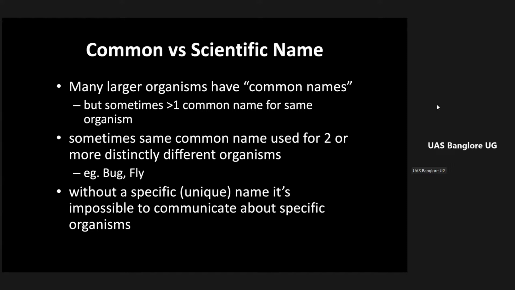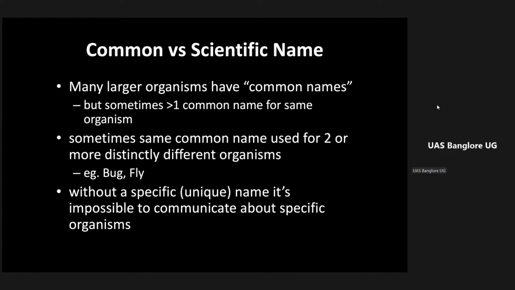So that's where scientific names become very, very important. Many large organisms have common names, but sometimes there is one common name for the same organism, which is a little difficult. And sometimes many common names are used for two or more distinctly different organisms. For example, bug and fly. Without a specific name it is impossible to communicate about a species.